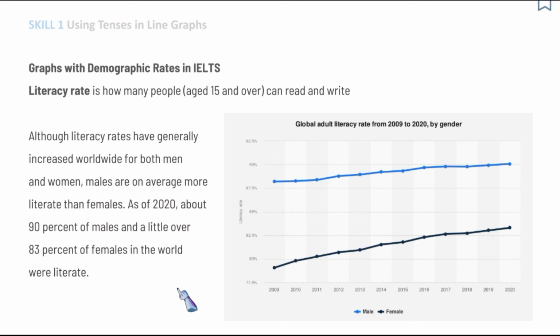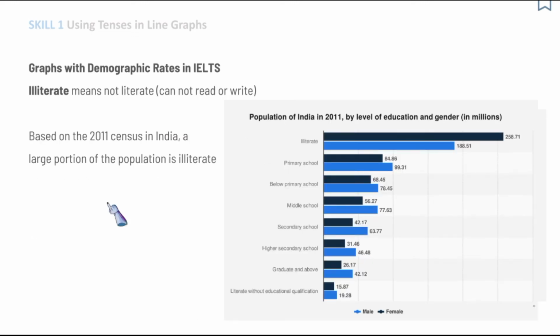You can also come across the word illiterate, which is the opposite of literate and means cannot read or write. This line graph over here shows some breakdown of education level, and we can see that quite a lot of people in India in 2011 were illiterate, which means they couldn't read or they couldn't write.